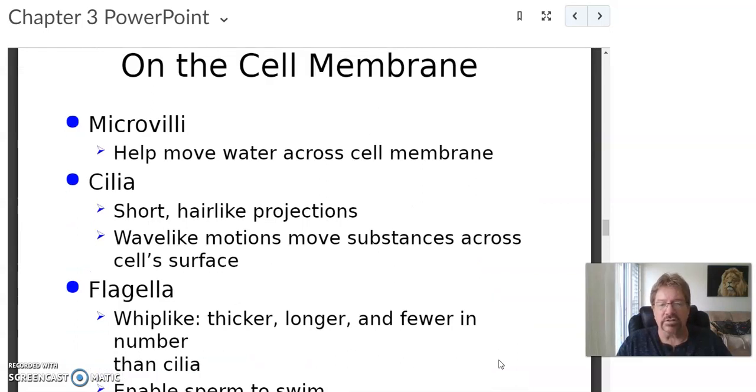Okay, on the outside of the cell membrane, some of them have specialized structures, like microvilli, little tiny hairs. These things move in waves and help move stuff across surfaces of membranes and things like that. Also, we have a little bit longer ones. They're called cilia. There are a lot of the cells in our body, guys, that have microvilli and cilia. For example, in the respiratory tract, a lot of the cells have cilia, and it helps move that mucus along.